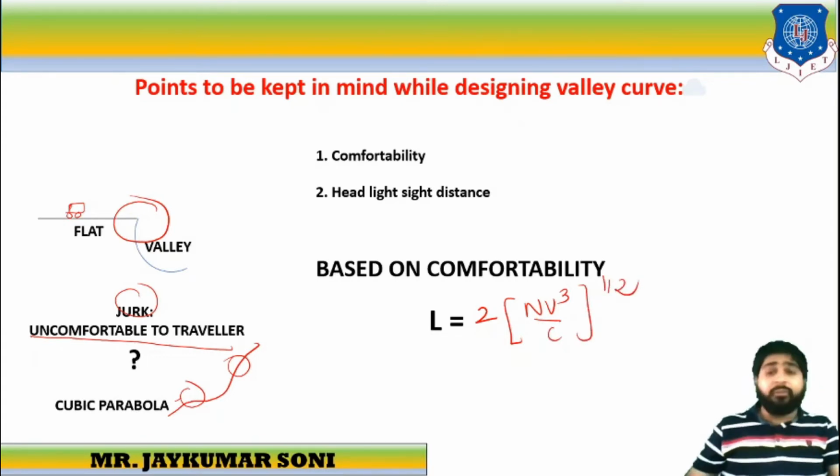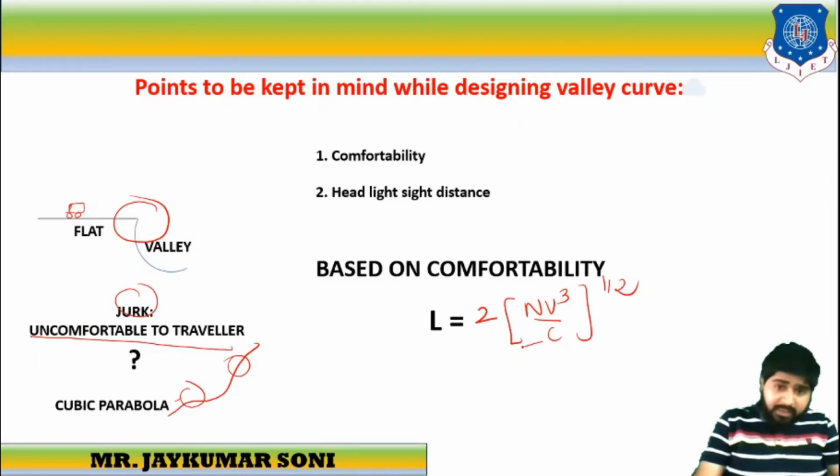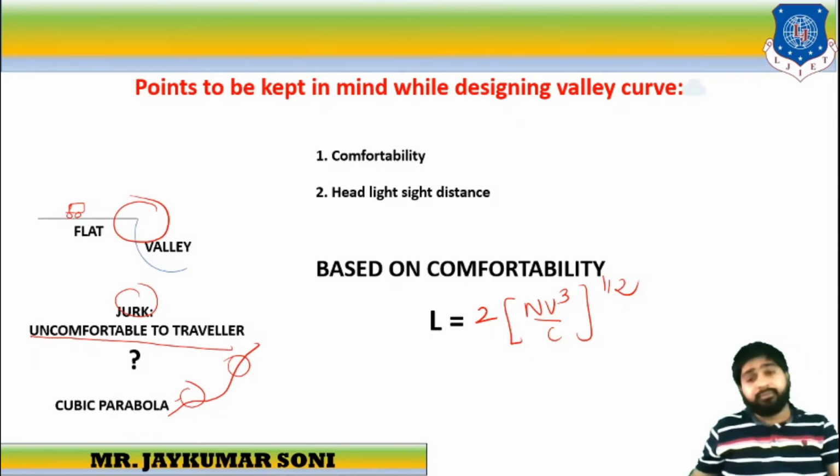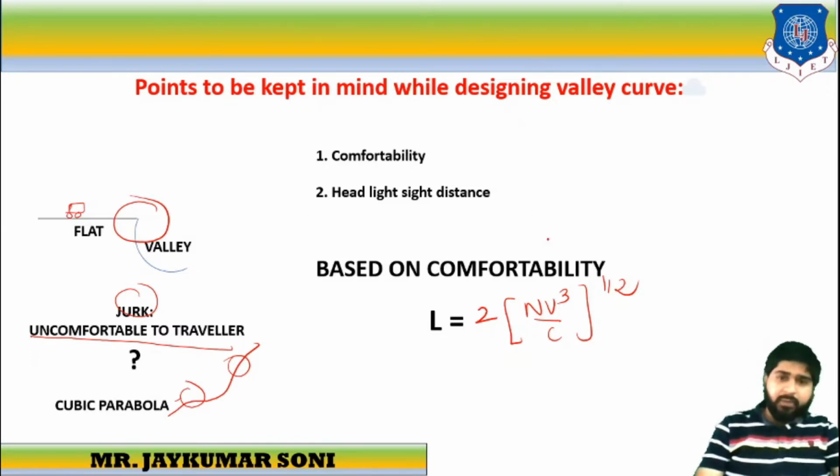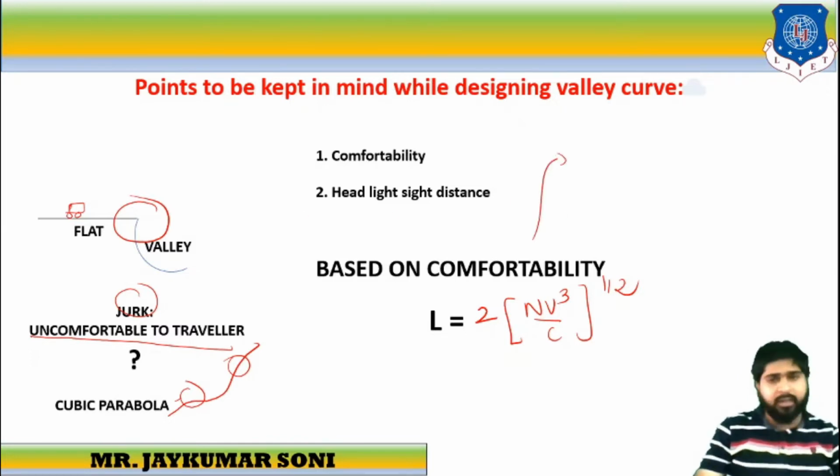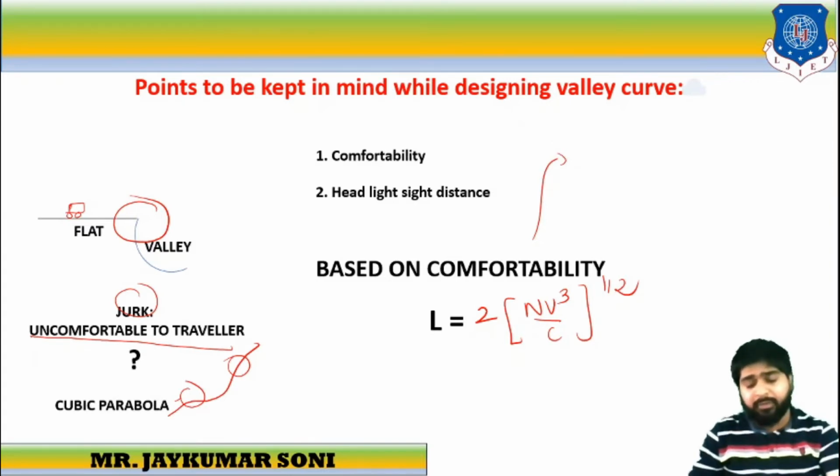You have to put the value of various components, but here we know that the V stands for speed, N stands for deviation angle. Now this C stands for allowable rate of change of acceleration or centrifugal acceleration. Now we have to put the values over here. See, this is the equation. If we put the values over here, what will we get ultimately?